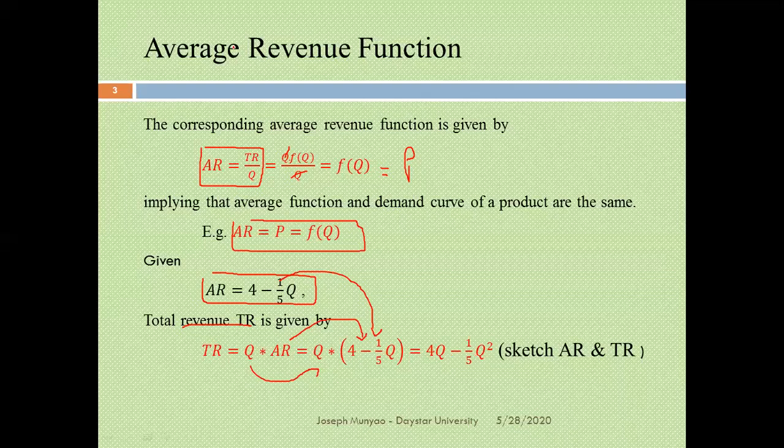On the contrary, if you are given TR, then to get AR, it means you have to get TR over Q. That is how you get the AR as indicated there.